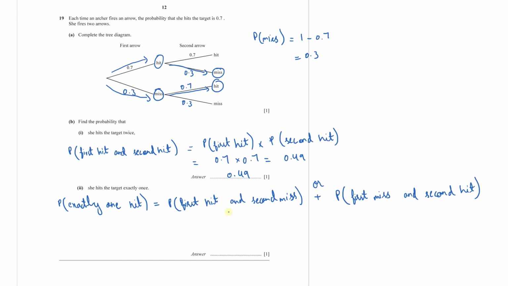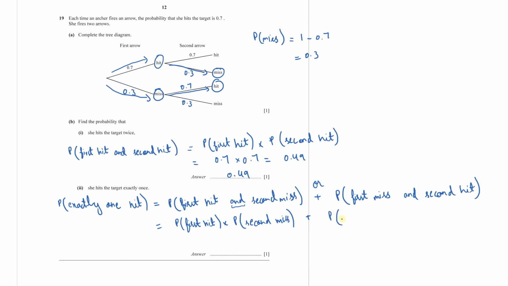So in both cases, after the two tries, we have hit the target exactly once. So what is the probability of first hit and second miss? First hit and second miss. Using this same principle, this will be the probability of first hit multiplied by the probability of second miss. There's an "and" here, second miss, plus we can use the same principle here.